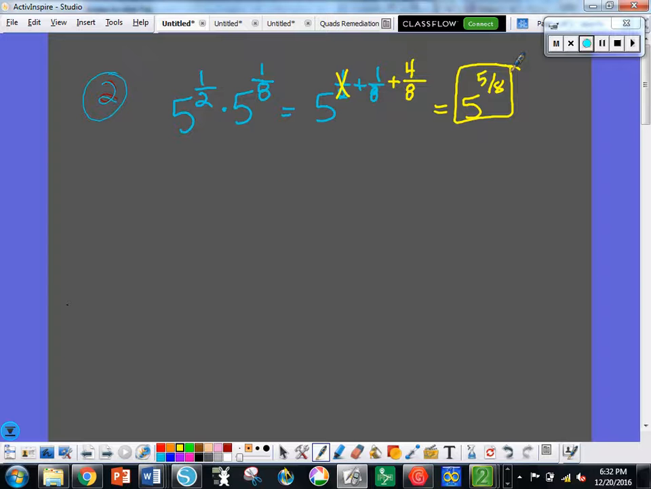The other thing I want to look at really quick is this problem. How would you simplify this? Let's try.